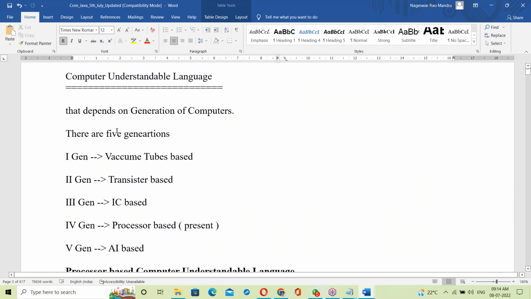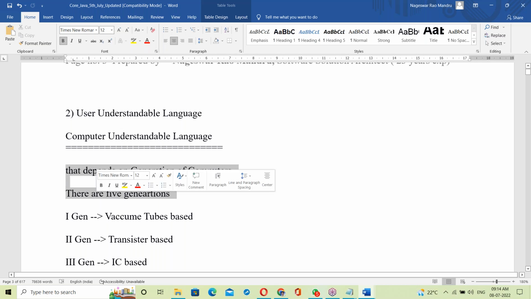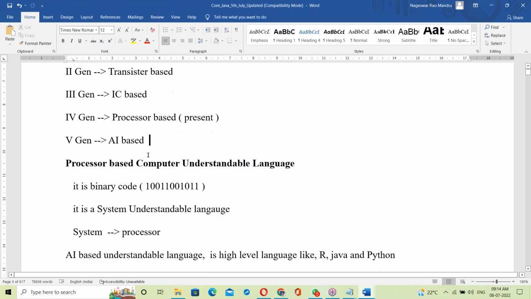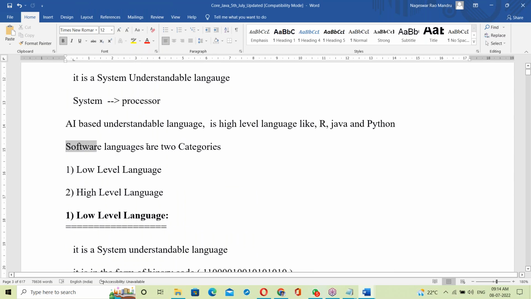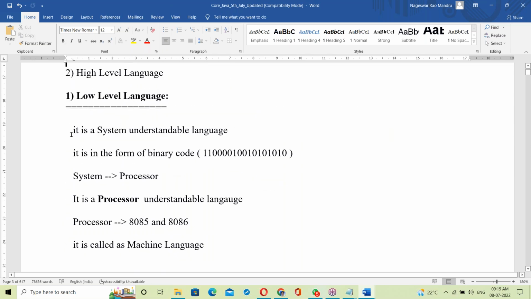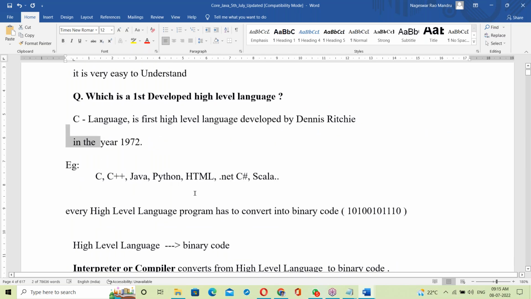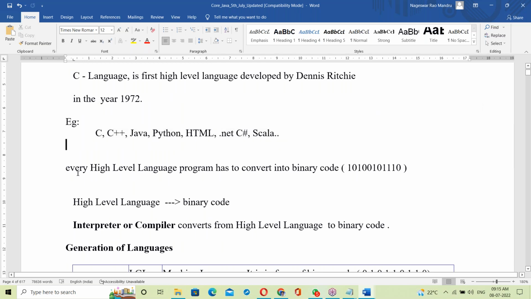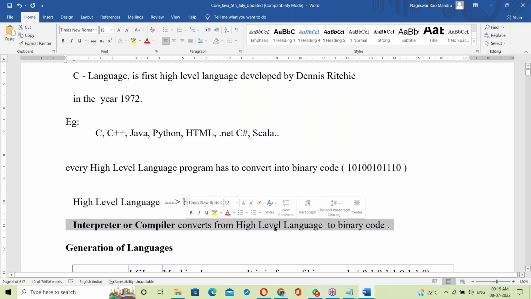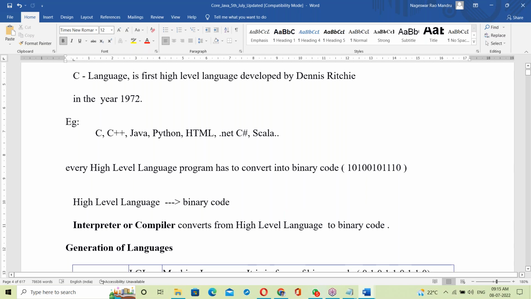We also covered languages and the generations of computers. Software languages fall into two categories, low level and high level, and both were explained. The first developed high level language was C, by Dennis Ritchie in 1972. Every high level language program has to be converted into binary code, and either an interpreter or a compiler does it. That is what we discussed today.